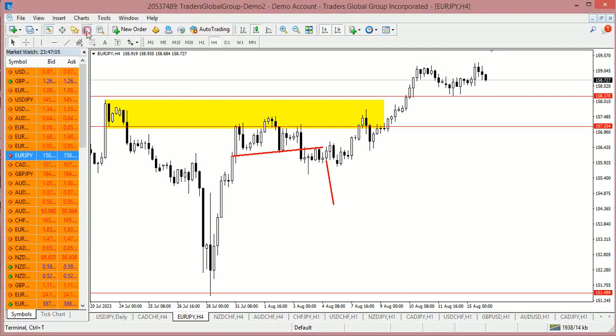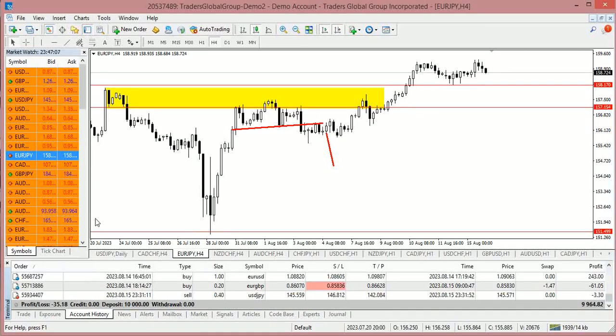If you can see here, I've been using good money management. I've only lost $35 on the 10K account because I'm using good money management. So make sure you manage your money and use small lots while still grinding to make profits. What I do is I make small profits, and then I can use a bigger lot in order to protect myself psychologically and protect my capital as well.